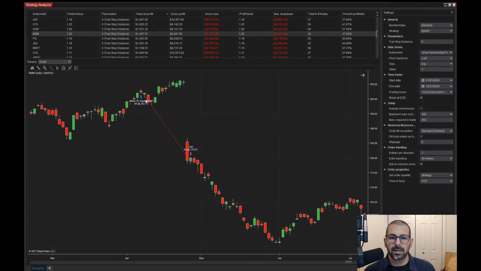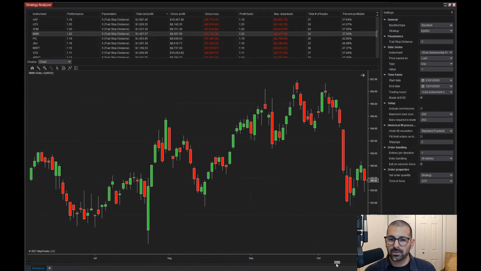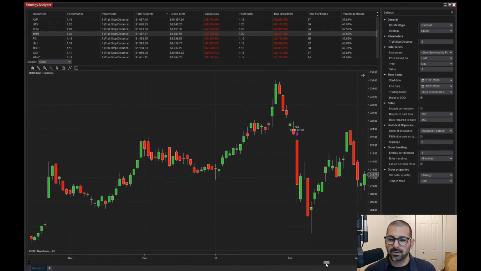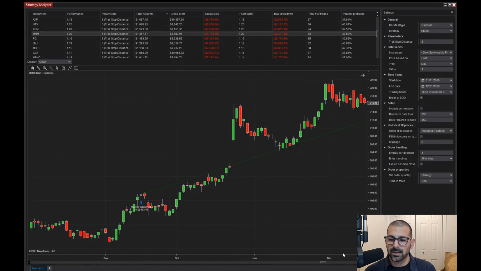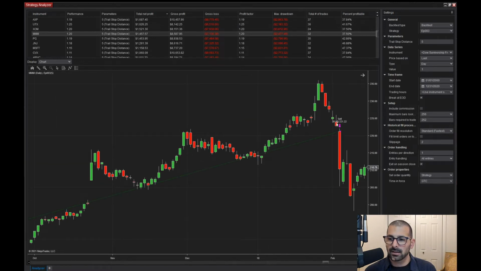So here we go. New 52-week high. We see this big gap down. Exits the following day. Let's see what else we got here. Very similar action. This one caught a nice trade in here. So you can see stopped out at the 5% trailing stop from high and then exited. So on and so forth.